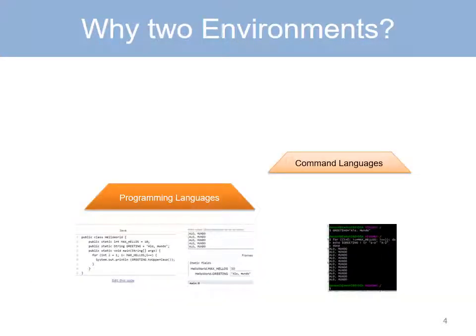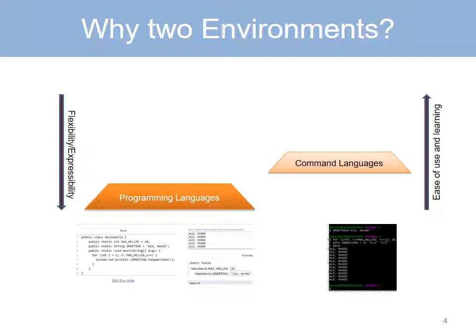So the question that arises here is, why do we have both programming languages and command languages? Programming languages are more flexible than command languages. Anything you can do in a command language, you can do in a programming language. So the reason really for having a command language is human centricity. It's easier to learn, it's easier to use.